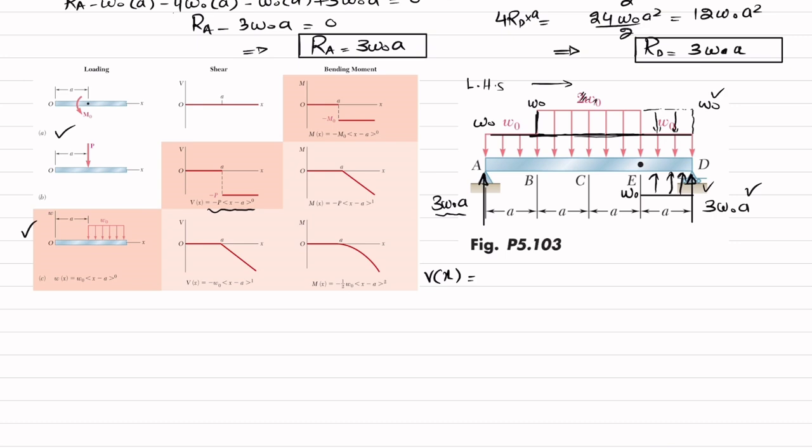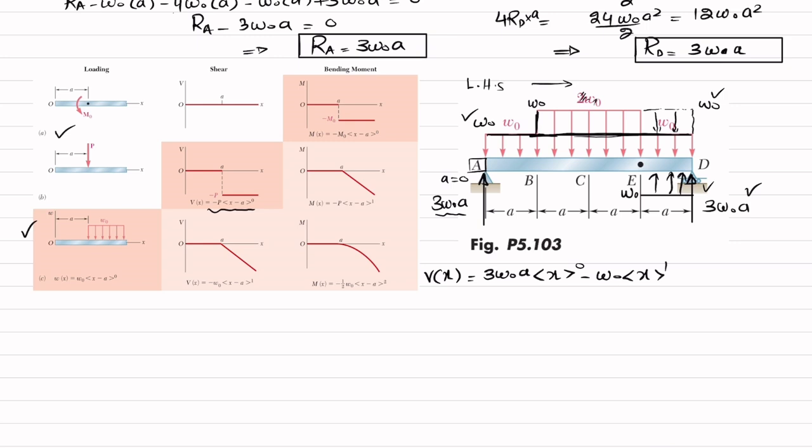Here this load is upward, so it will be positive P. P here is 3W naught into A, and X minus A, where A is equal to 0 because this load is starting from point A. So this is 0. Now the second load is this W naught, which is acting throughout the length. Clear? Let me show you. It is acting throughout the length. So we will use this equation, W minus W naught into X minus A, where A is equal to 0 for this load. So I will write minus W naught into x power 1.